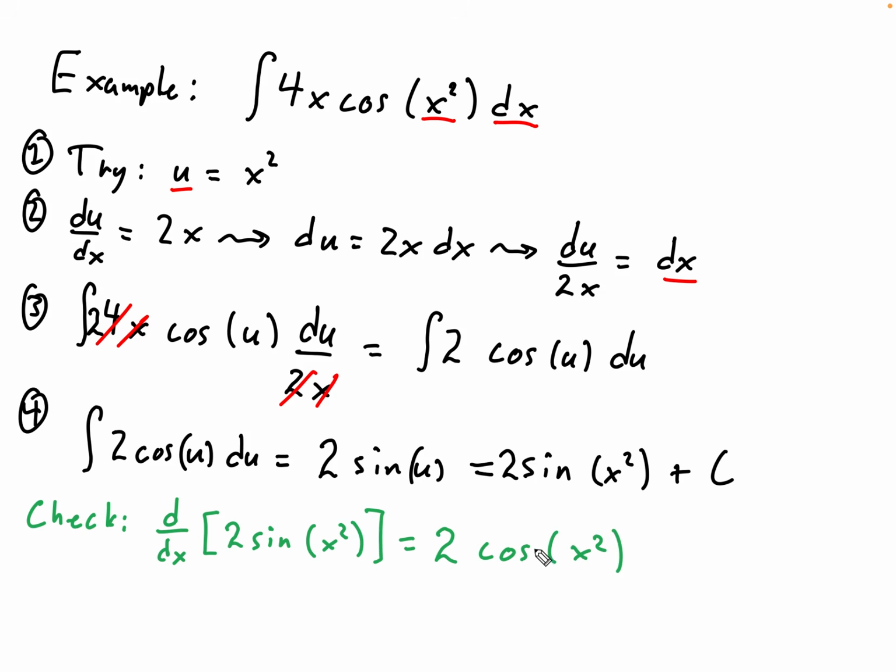And this is chain rule. We do the derivative of the outer function, evaluated at x squared, times the derivative of x squared, which is 2x. Notice that when we check, we're taking the derivative. When we did the antiderivative, we essentially undid the chain rule. This simplifies to 4x cosine of x squared, which is what we had to begin with, so our answer must be correct.